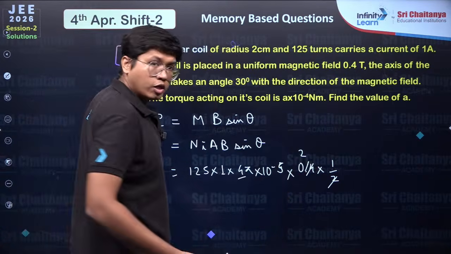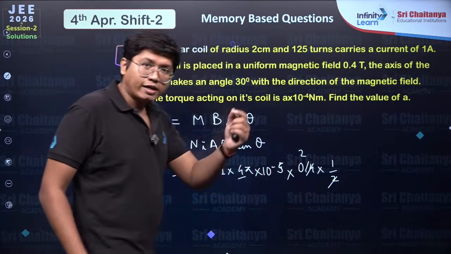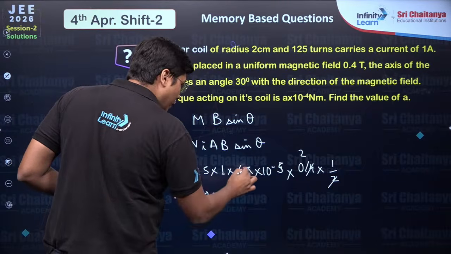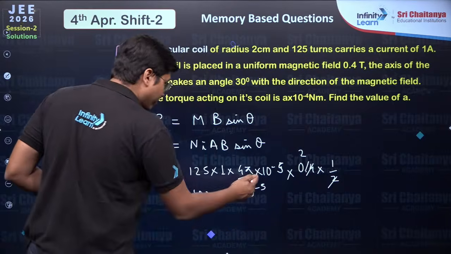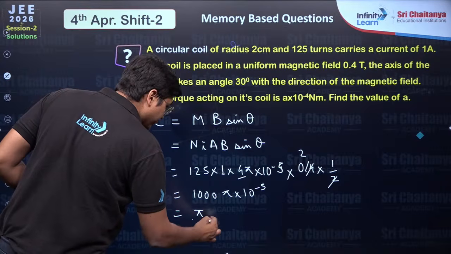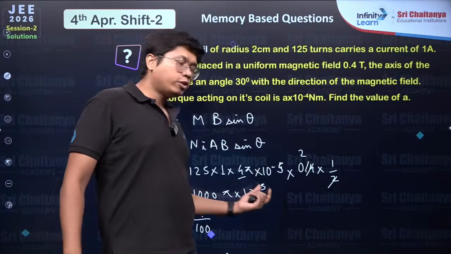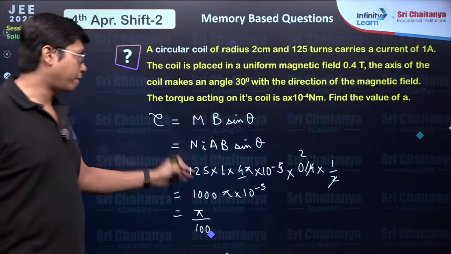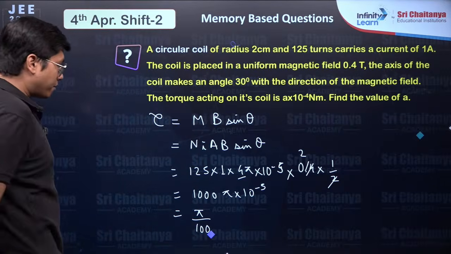125 into 4, that's 500. 500 into 2, that is 1000. So I have 1000, there is still the pi, and a 10 to the power minus 5. Get rid of that, you have a 10 to the power minus 2, or rather a pi divided by 100. 10 to the power 3 into 10 to the power minus 5 will be a 10 to the power minus 2. So that's a pi divided by 100. So I think here we have to represent it as 10 to the power minus 4.